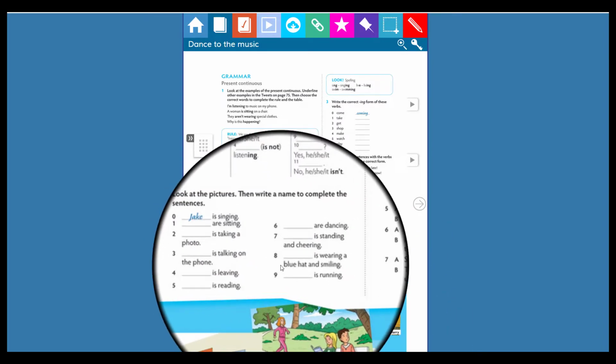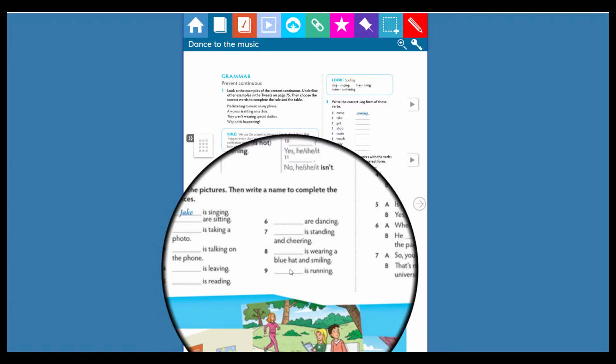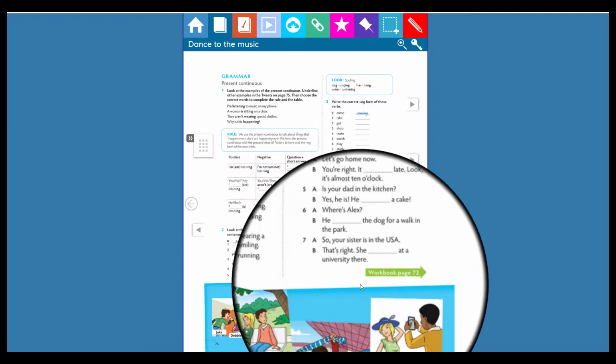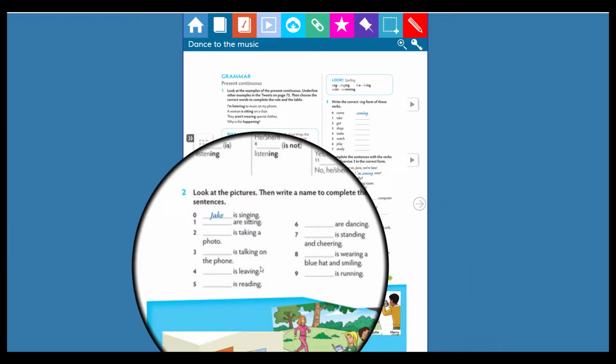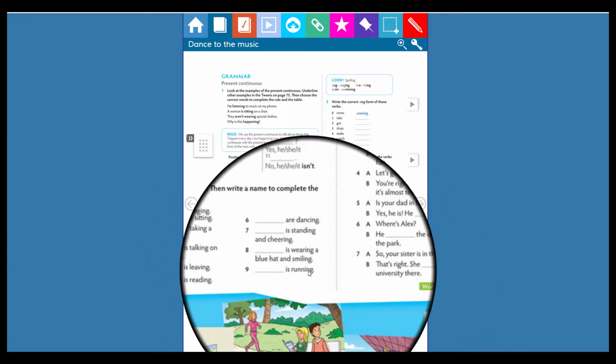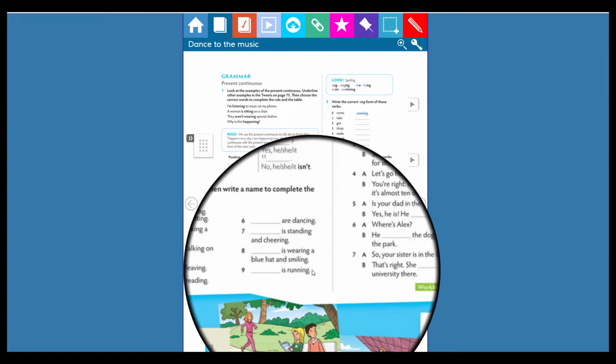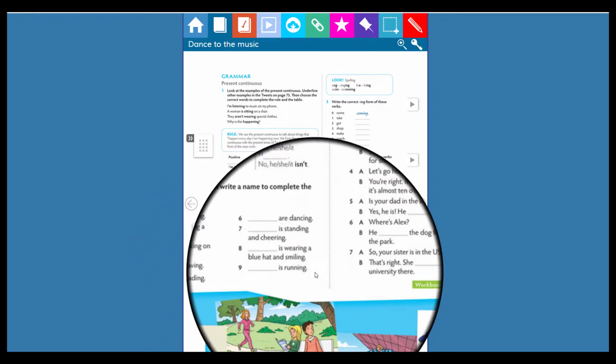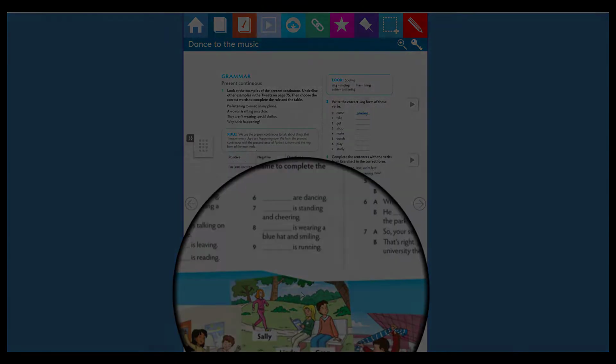Number 8 is wearing a blue hat and smiling. The name is Julie. And finally, number 9 is running. The name is Sally. Sally is running. Very good, boys and girls.